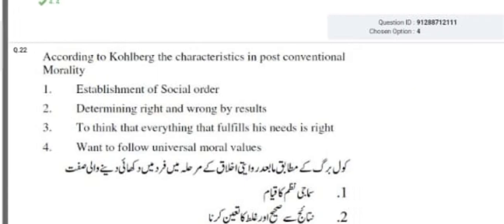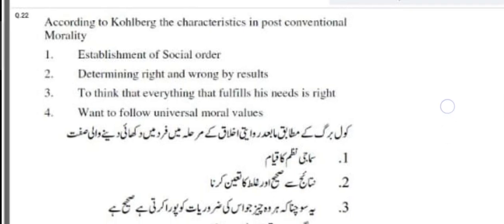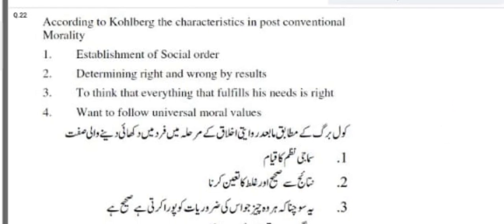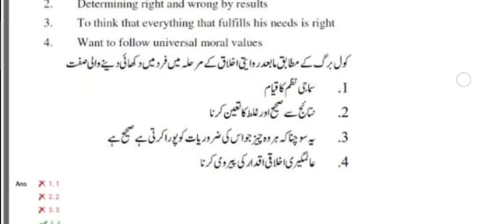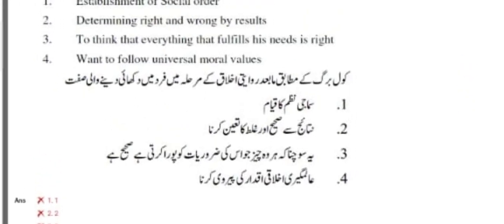Next, 22nd question. According to Kohlberg, the characteristics in post-conventional morality: establishment of social order, determining right and wrong by result, to think that everything that fulfills his needs is right, want to follow universal moral values. The answer is want to follow universal moral values.